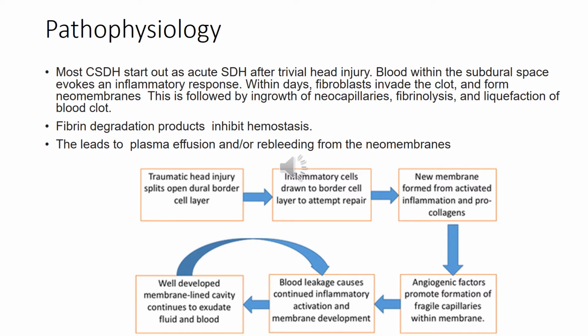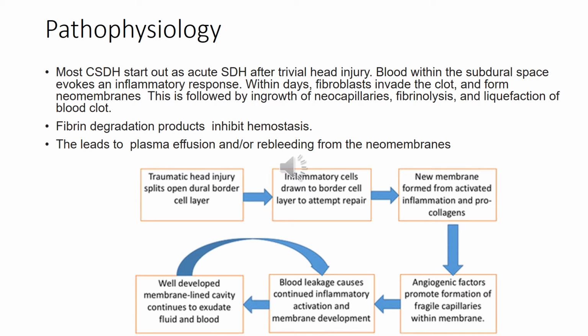Now, what is the pathophysiology of chronic subdural hematomas? As we said before, almost 50% of patients have a history of trivial head injury. So chronic subdural hematomas mostly start as an acute subdural hematoma. This acute subdural hematoma most commonly will be small and the patient will have no or minimal symptoms. Now, this acute blood within the subdural space will evoke an inflammatory response around the clot itself.